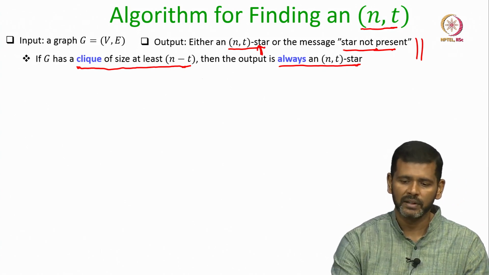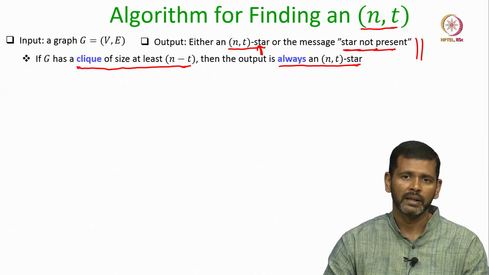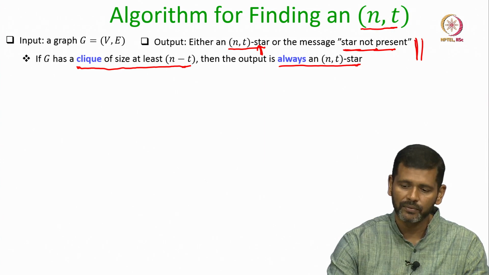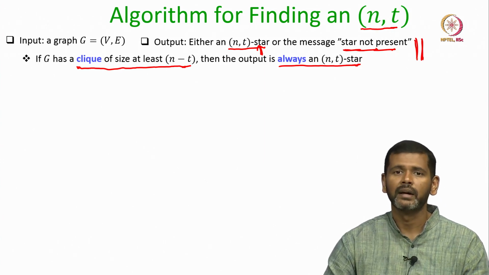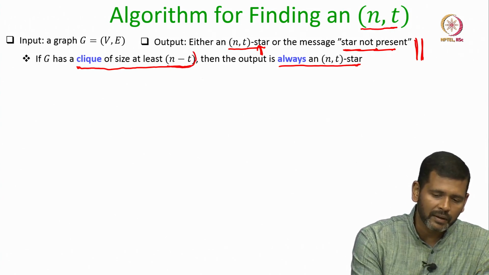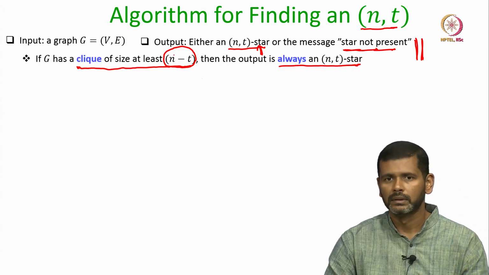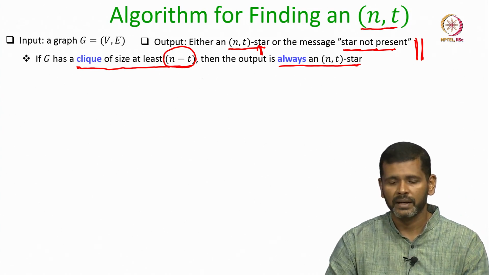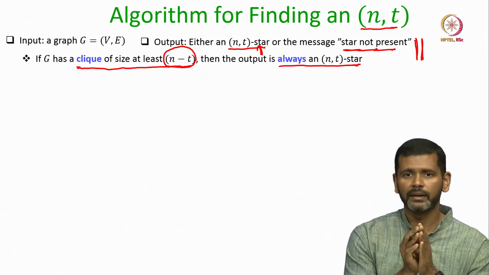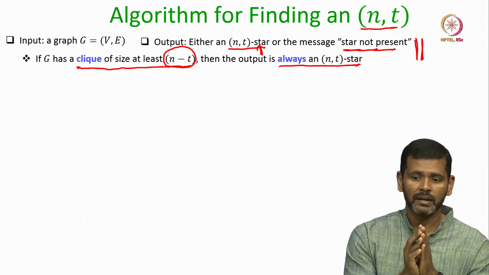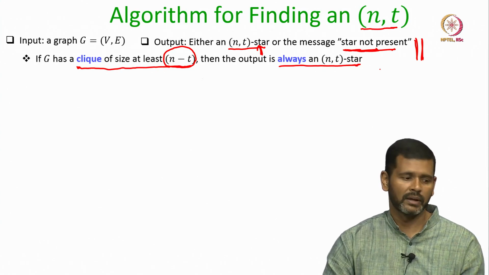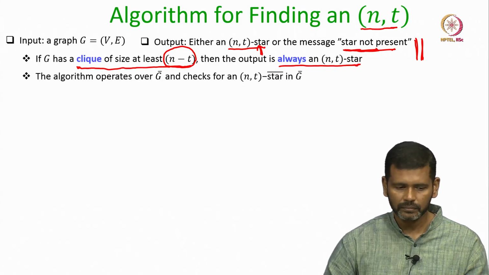They will not get the message that star is not present, and they will not discard the sender. So, that is why this algorithm is not a full-fledged algorithm for finding an NT star. It will give you an NT star provided it is guaranteed that the graph has a clique of size at least n minus t. However, it could be possible that the graph does not have a clique of size n minus t, but it has a star, and the algorithm failed to find that. That is quite possible.